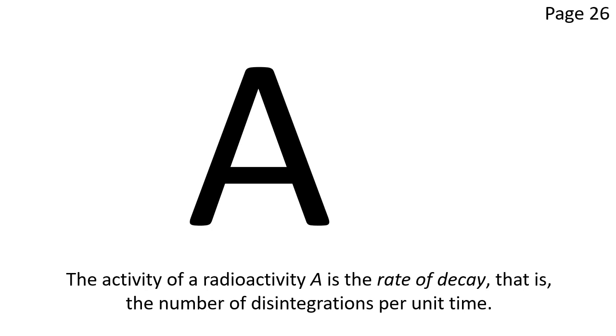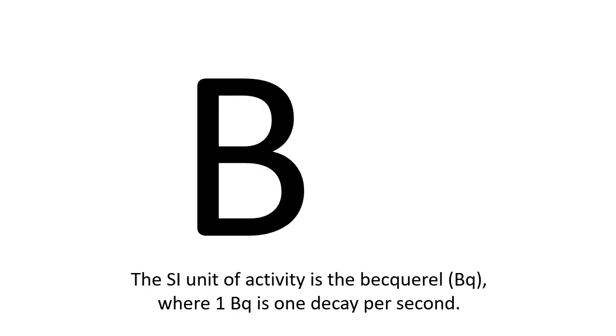A radioactive sample contains atoms that will spontaneously decay, and the activity of a radioactive sample is the rate of decay. That is the number of disintegrations per unit time. The SI unit of activity is the becquerel, in short Bq, where 1 becquerel is 1 decay per second.